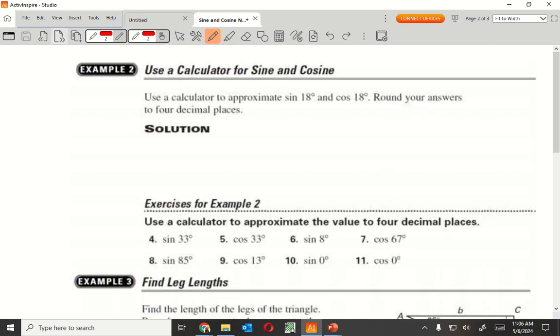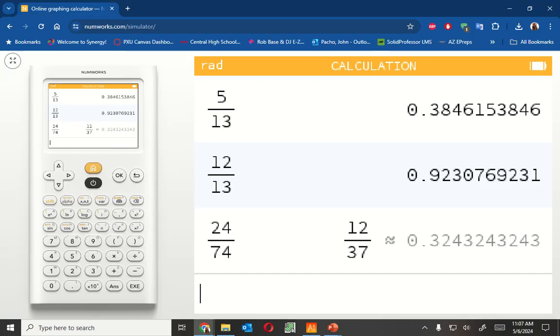Now, listen up, you guys. This is where you look at your calculator and see what mode it is in. Is it in degrees or radian? Look at the top left. Right here, mine's in radian. What do I need it to be in?